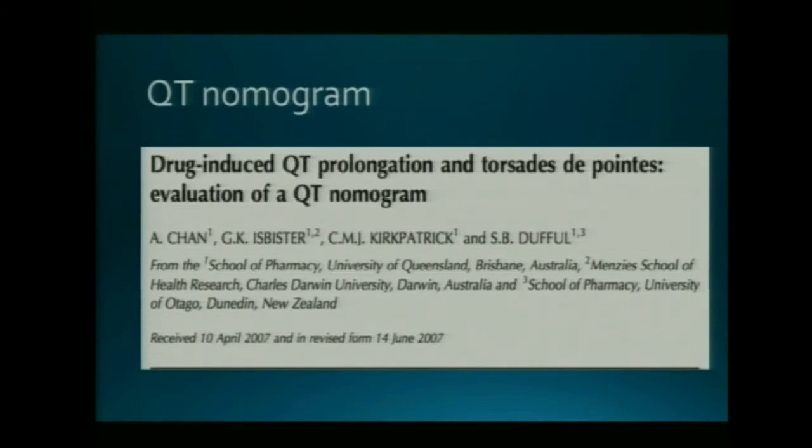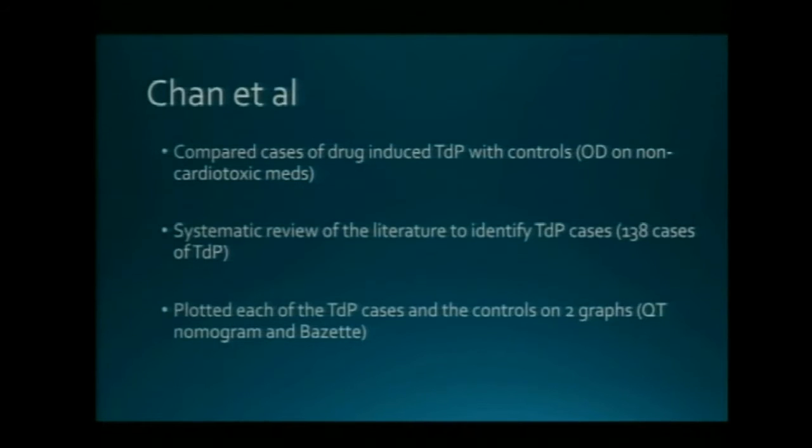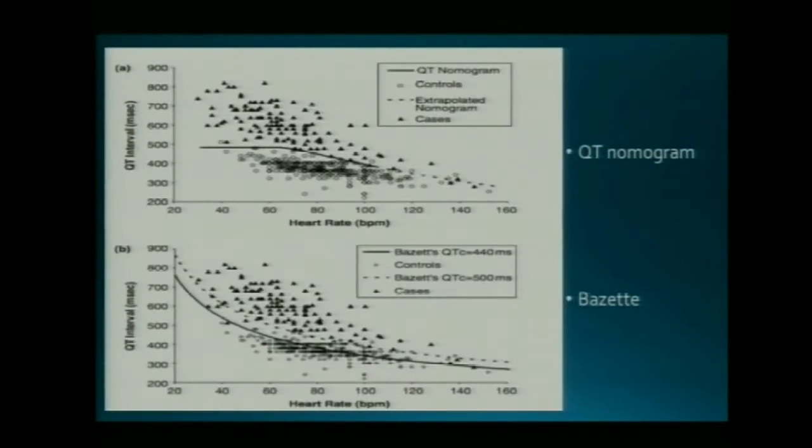So what's the evidence? This is the derivation study that was done. It's a study that compared the QTc using Bazett at 500 milliseconds with the QT nomogram. So what did they do? They did a systematic review of the literature and took 138 cases of drug-induced Torsades, represented here by the triangles, and the controls were patients who overdosed on non-cardiotoxic medications, which are the circles.